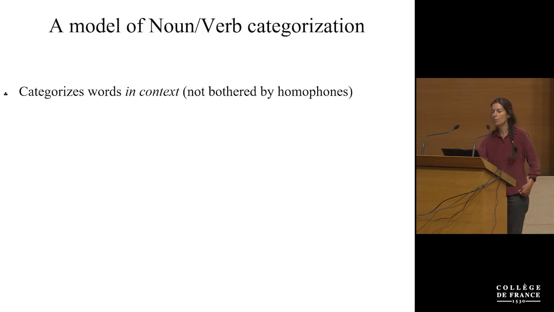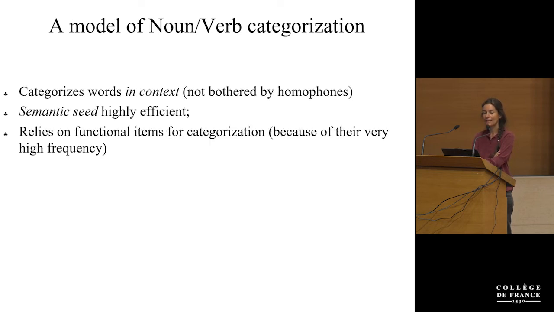Okay, so what this model does, interesting points. First, it categorizes the words in context, and therefore it is not bothered by homophones, which is really good, okay, because we know that 18-month-olds are also not bothered by homophones. Second, I'll focus on that. It relies on functional items for categorization because they are so highly frequent. So when we look at what the model is doing, the context it is using, we see that it is mostly function words and morphemes that play a role in that. The model was not built for using functional items, but it did just because they're so frequent.